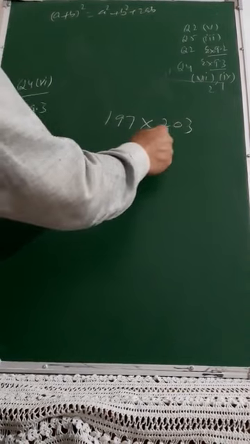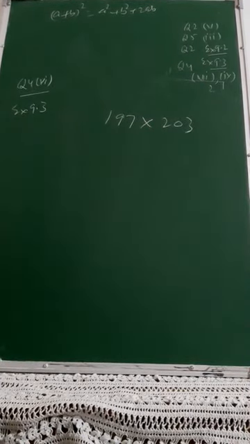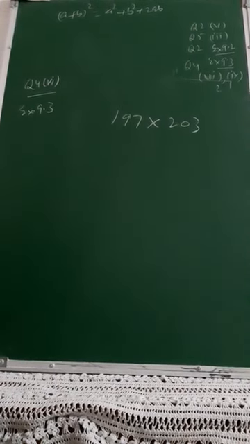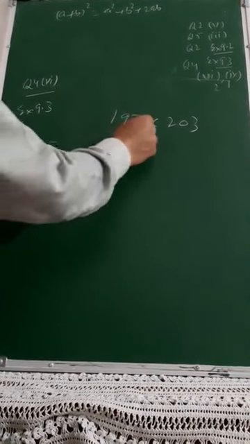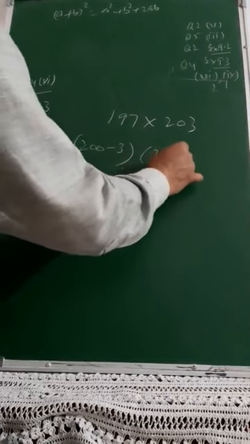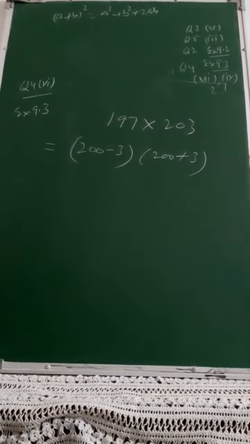Similarly this. So 203, you can have the very clear idea, is closest to 200. Similarly 197 is also closest to 200. And interestingly, you will find this is the difference of 203 and this is the sum of 203. So questions are arranged accordingly.